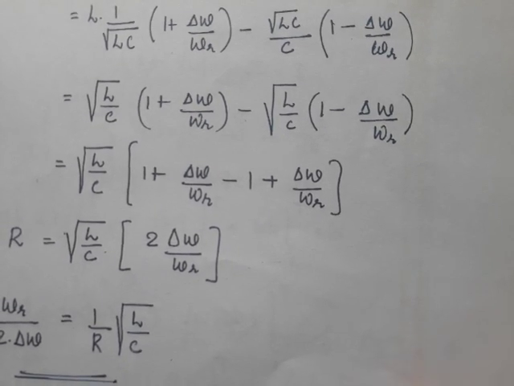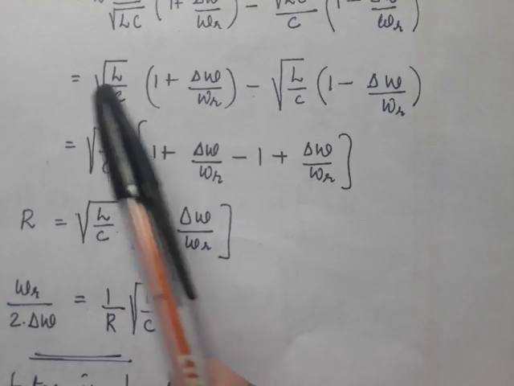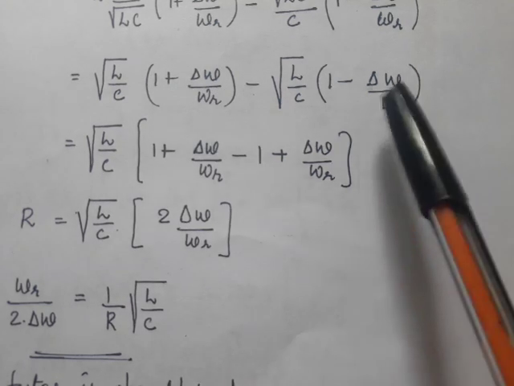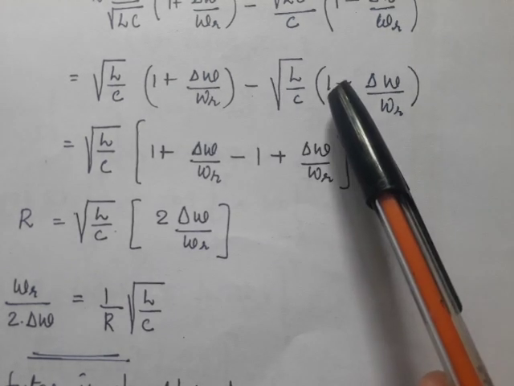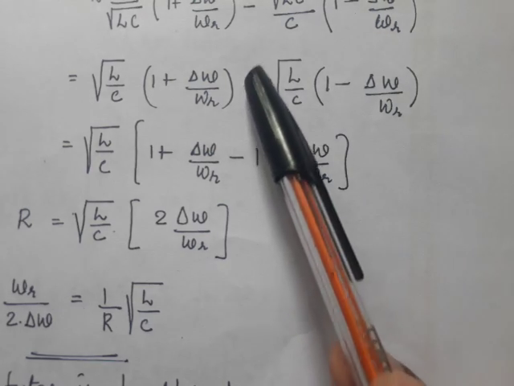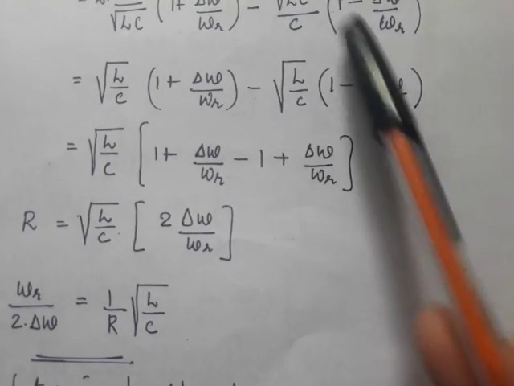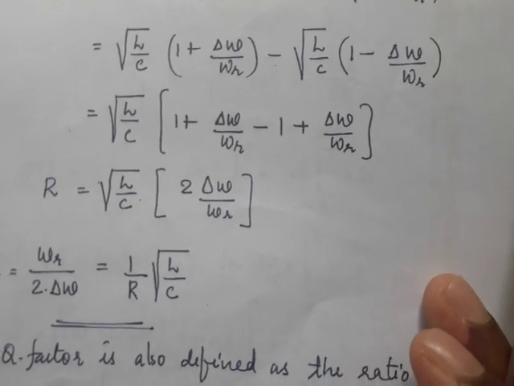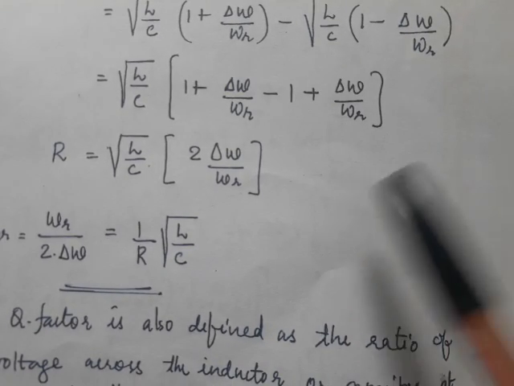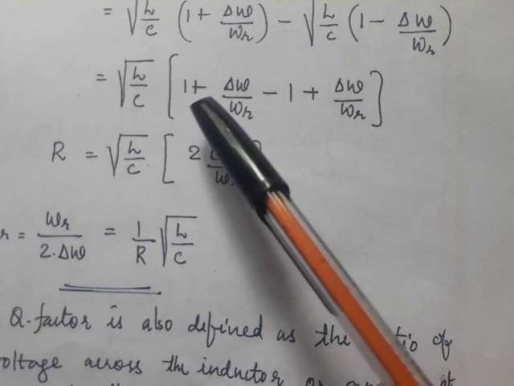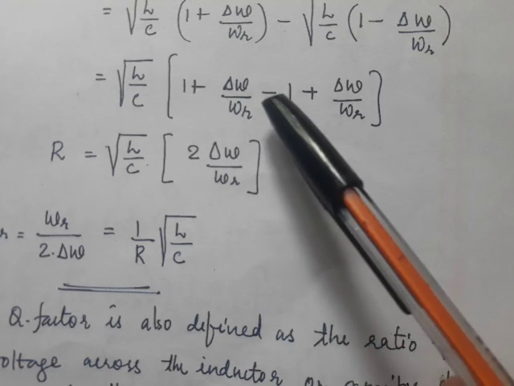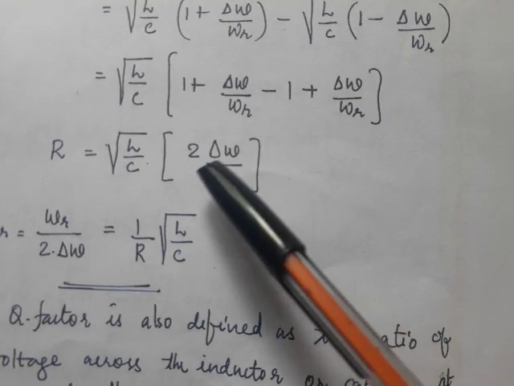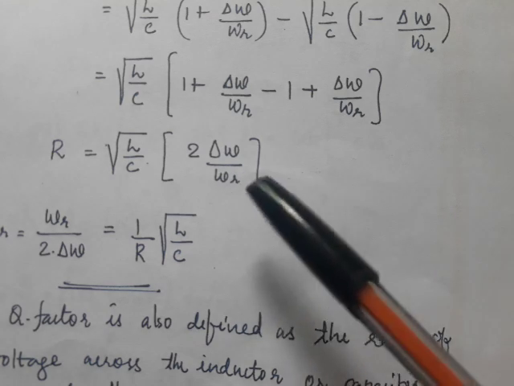No other change. And in both terms we have root L by C that we take outside here, 1 plus delta omega by omega R and a minus of 1 minus delta omega by omega R. This minus into 1 is minus 1, minus into minus is plus delta omega by omega R. Now this 1 and minus 1 cancel, and 2 times delta omega by omega R comes.